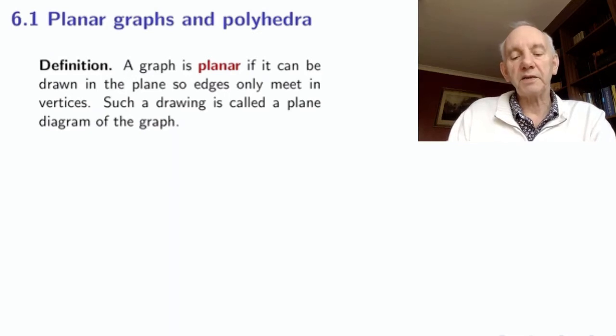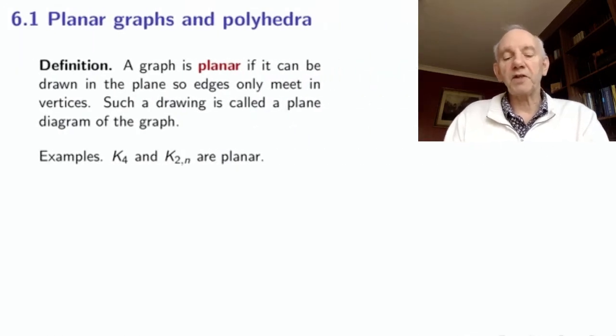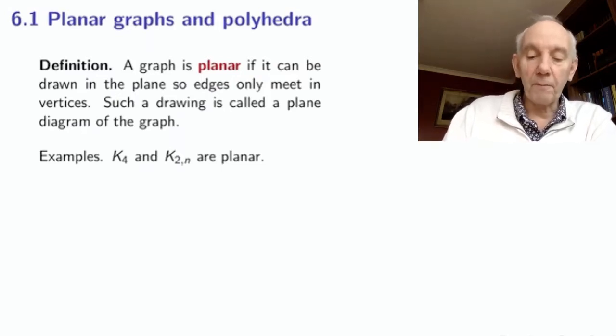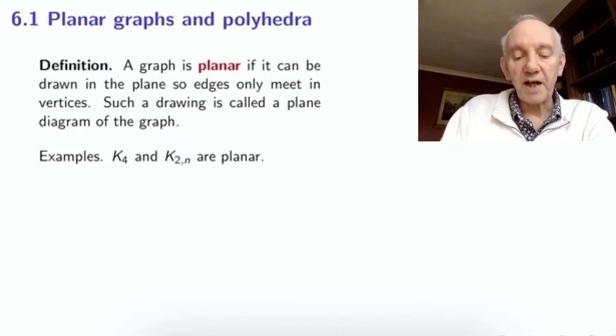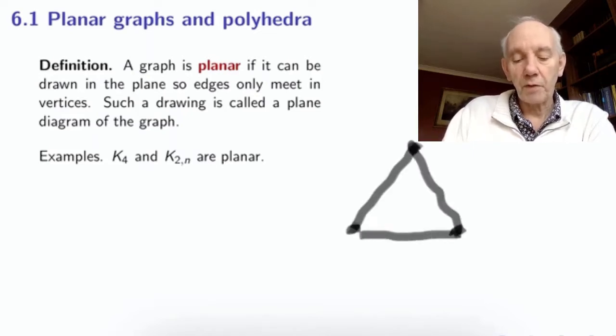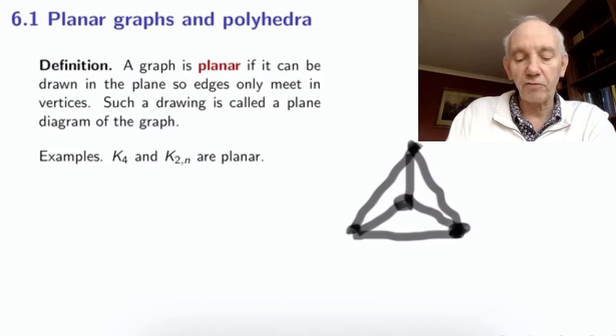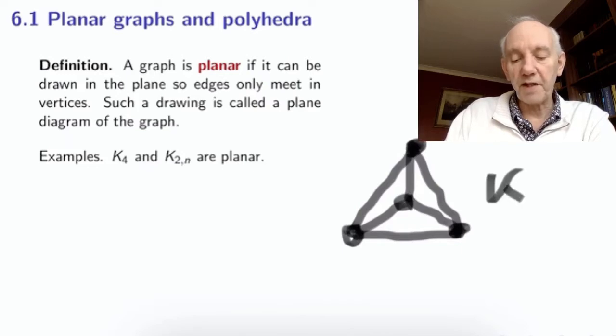So we can easily understand this concept with the example of the complete graph K4. K4 is the graph on 4 vertices, and it's the same as the tetrahedral graph. In fact, you can draw it as if you're staring at a tetrahedron. So we have our 4 vertices, and we have our 6 edges. That's the tetrahedral graph, or K4. And that is a plane drawing of K4.